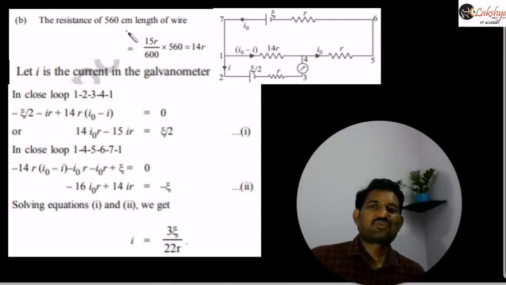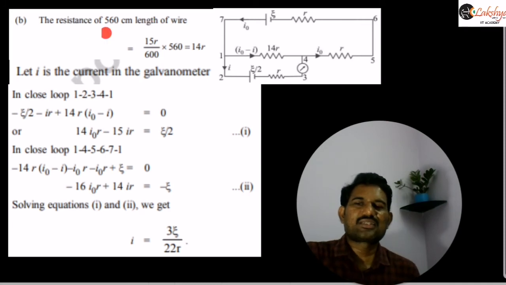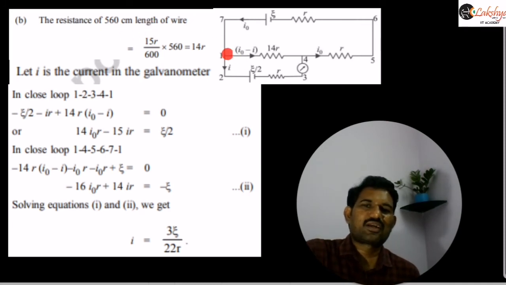Next we calculate the resistance of 560 centimeters of this wire, because we are making contact at 560. We take this length and calculate its resistance. 15R is the resistance of 600 centimeters. So resistance per unit length into the length of this part gives you 14R. The remaining R will be there here. So the total is 15R.